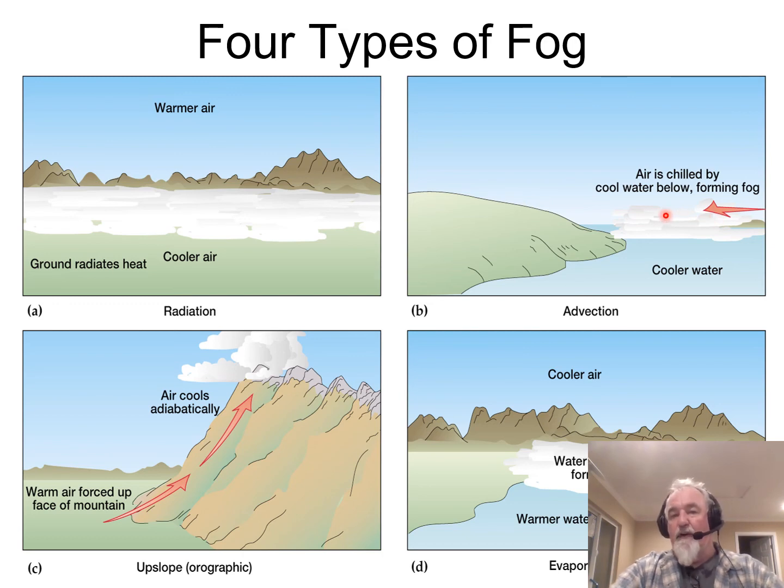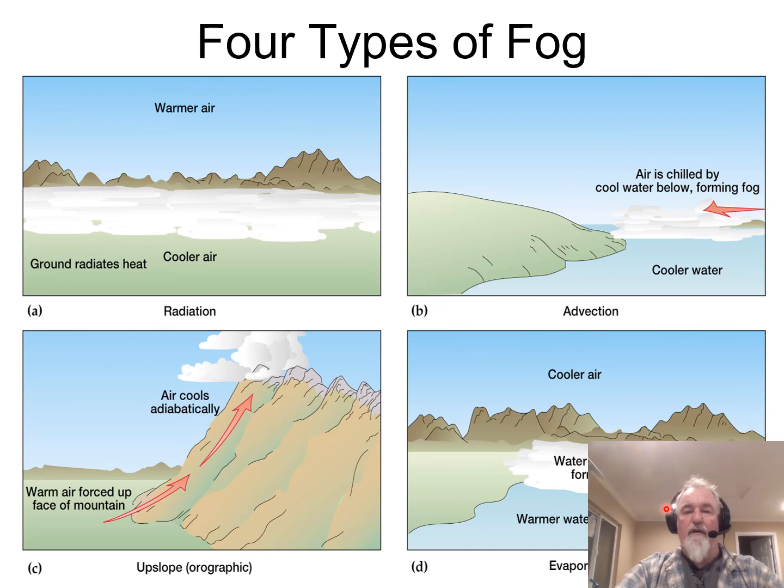And since it's moving horizontally, we will call that an advection fog. Again, advection fog. Now, if it forms off the coast but stays off the coast, we couldn't yet call that an advection fog if it's not moving. We would call that instead an evaporation fog.